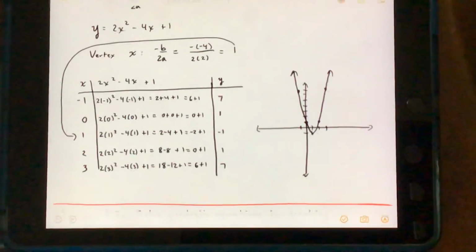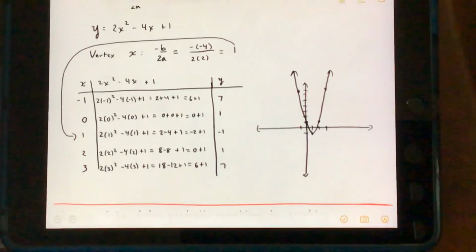Once I have all my x and y values in my table of values worked out, then I plot those 5 points. You can see that it is a parabola opening upward on the vertex 1, negative 1. So my vertex is the lowest point of this parabola. I have 2 points on either side of that vertex, and you can see I have a parabola opening upward.